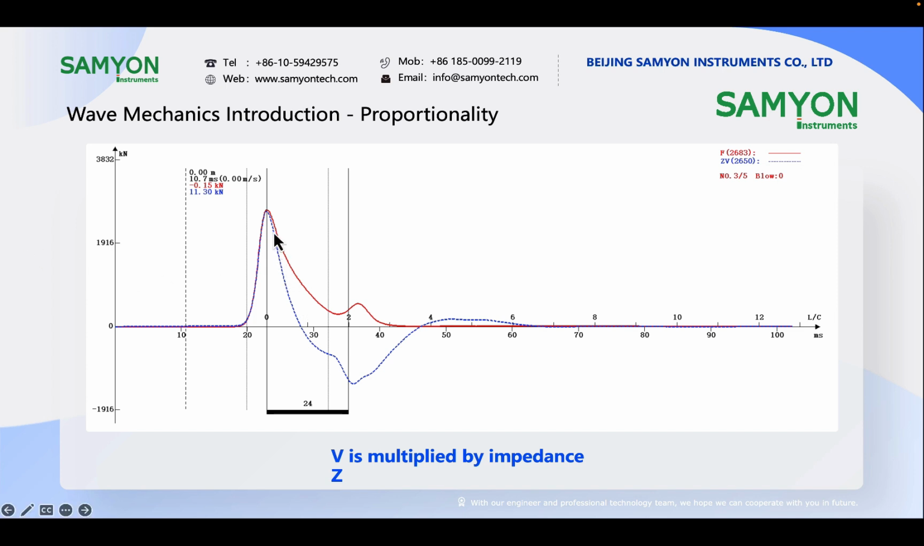So if you find the F and V do not meet each other before the first peak, maybe there's something wrong with the proportionality. So this is the concept of proportionality.